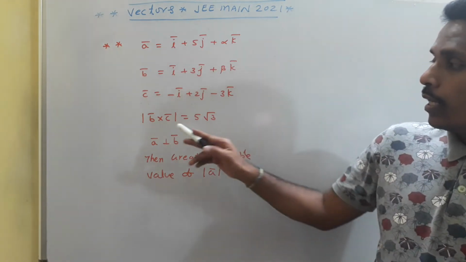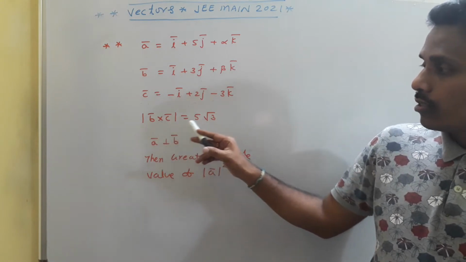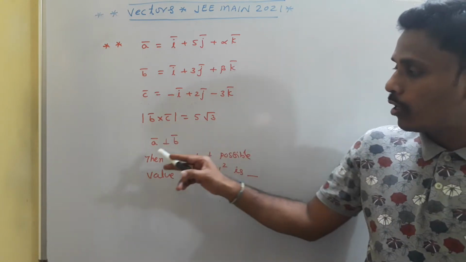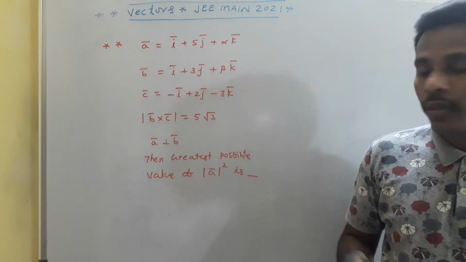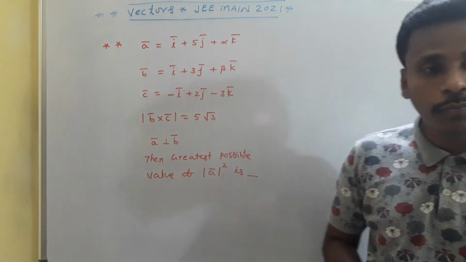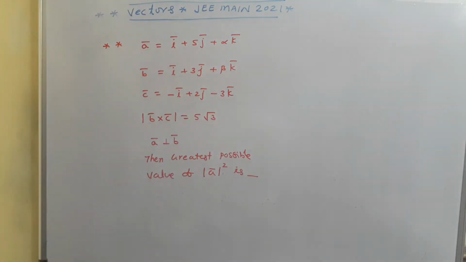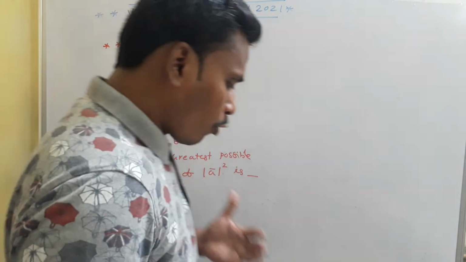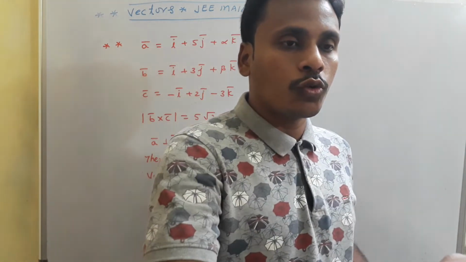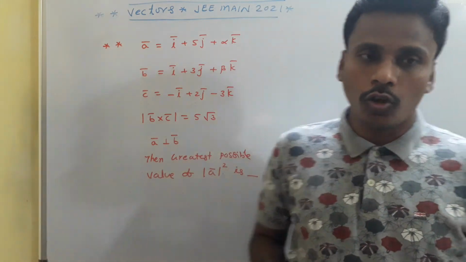Okay, and see, modulus of b cross c is 5 root 3. Also a bar is perpendicular to b bar. Our task is to find the greatest possible value of mod a bar square. Okay, సో స్టెప్ బై స్టెప్ ప్రాబ్లంలో ఇన్వాల్వ్ అయిన కండిషన్స్ అని మనం యూజ్ చేసుకుంటూ వెళ్తే ఆటోమేటిక్గా మనం సాల్వ్ చేయొచ్చు.